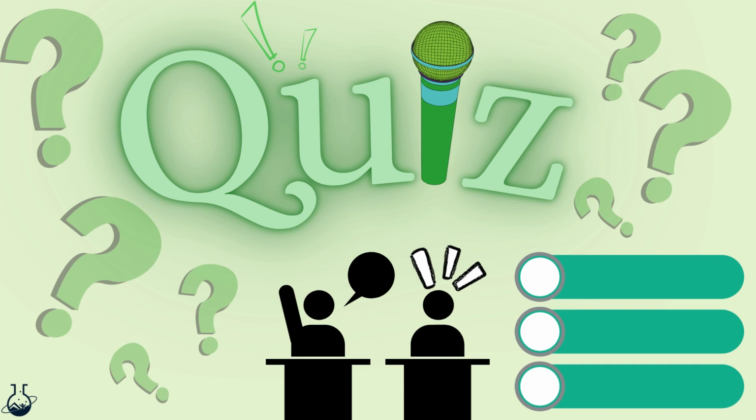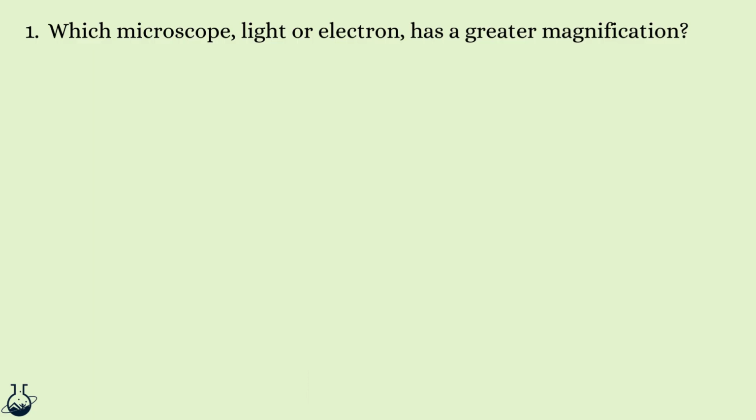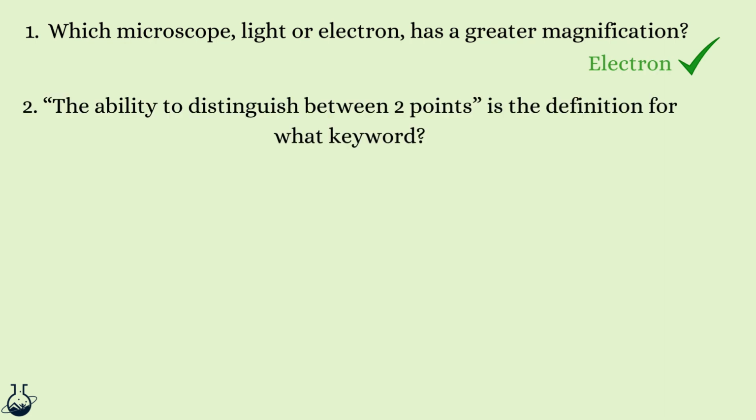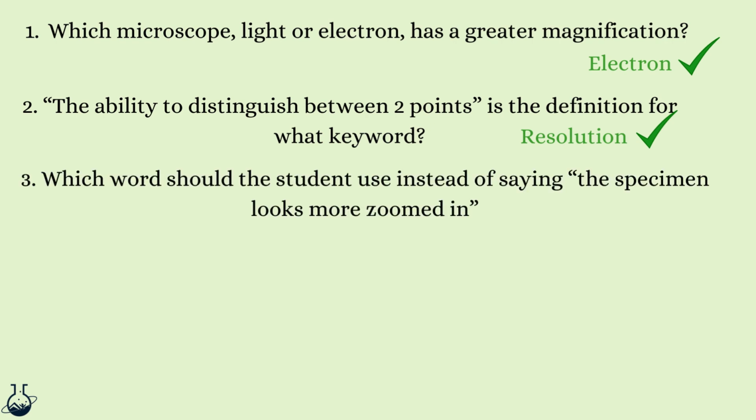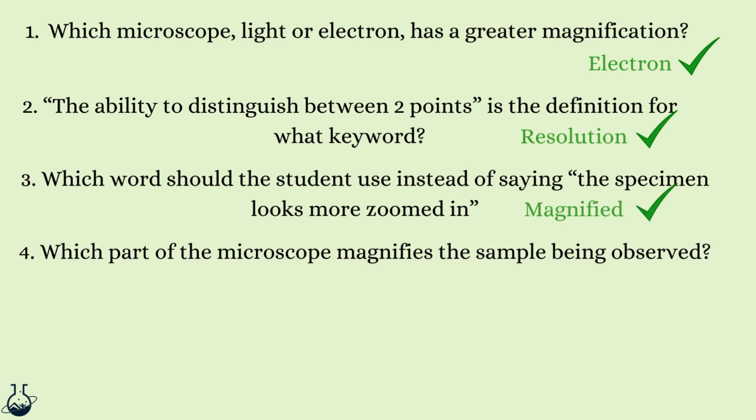We will finish off with an end of video quiz. Question 1. Which microscope, light or electron, has a greater magnification? Electron. The ability to distinguish between 2 points is the definition of what key word? Resolution or resolving power. Which word should the student use instead of saying the specimen looks more zoomed in? Magnified.